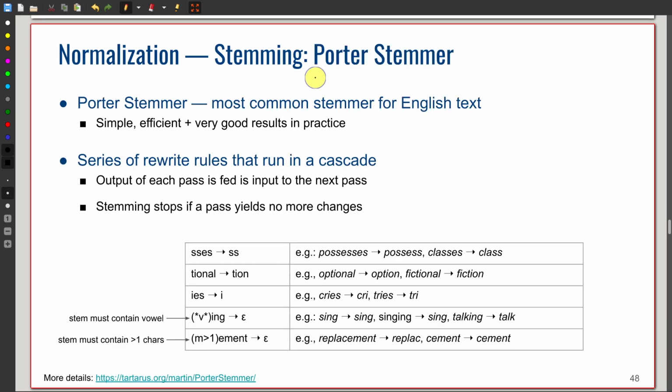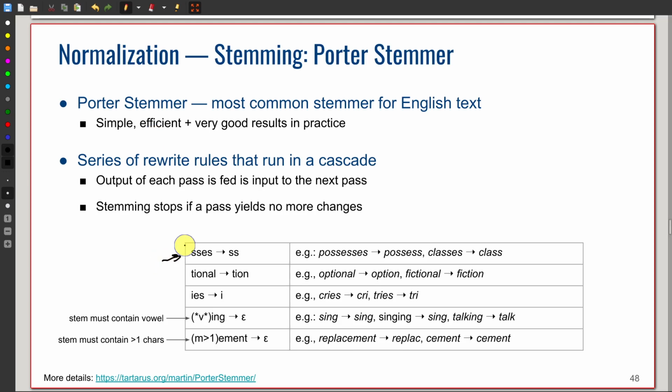The Porter stemmer is probably the most famous English stemmer, which originated in the 1980s. It's a really simple, efficient algorithm that gets good results in practice, so you should get to be familiar with it. We'll have an exercise on it later on. For now, let's look at some of its rewrite rules.